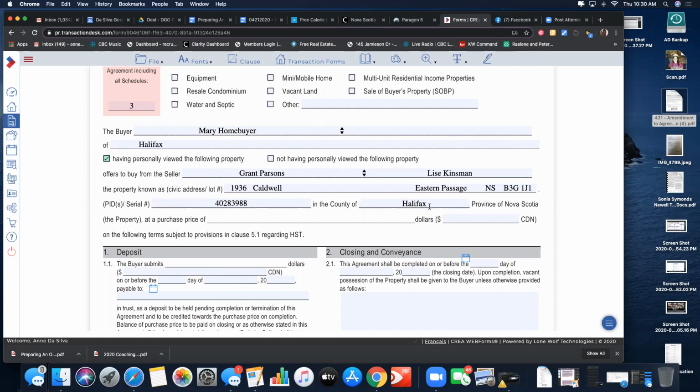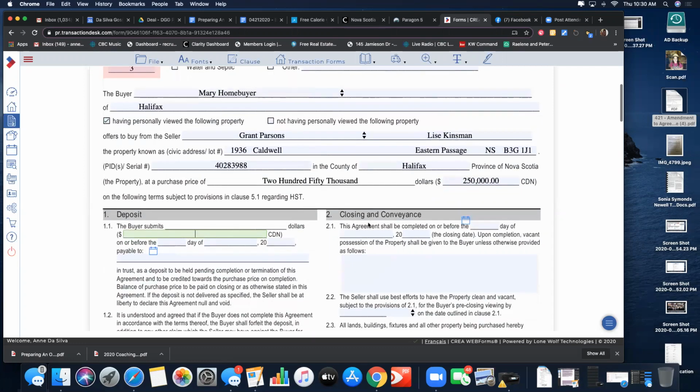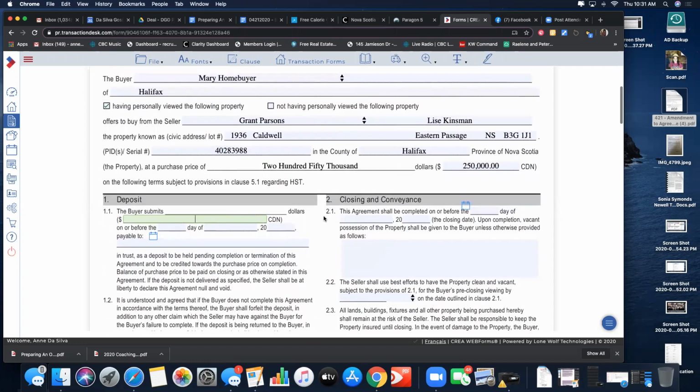That's not an actual county. That is a region, which is not the same thing. So we're going to put in our purchase price. I'm just going to put anything here because it doesn't make any difference for our purposes. So we'll say 250,000. So when it comes to your deposit, let's say I'm putting $2,500 down.